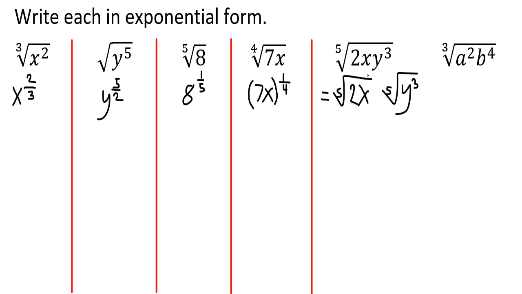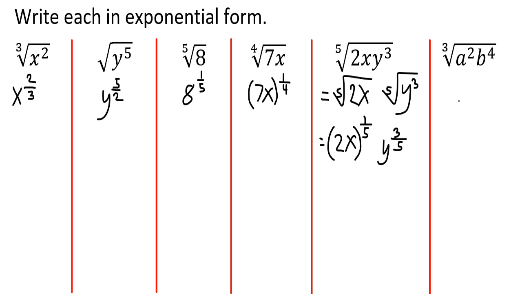Pagsamahin mo lang yung may parehang exponent and then hiwalay mo yung naiiba. So, fifth root ng 2x, the quantity of 2x raised to exponent is 1, and then the index is 5. So, 2x raised to 1/5. And then yung fifth root of y raised to 3, yun naman ay y raised to 3/5.